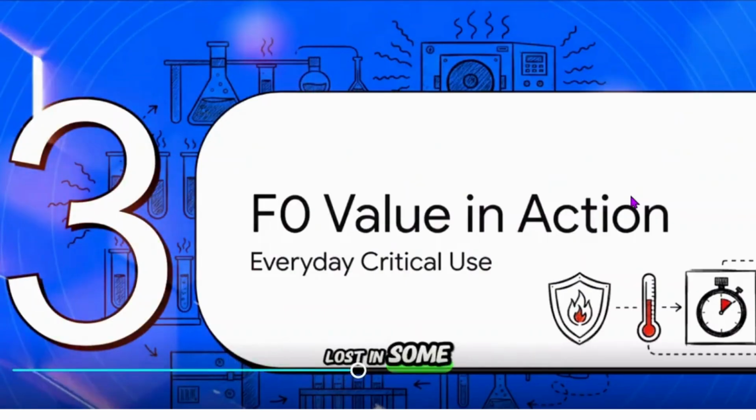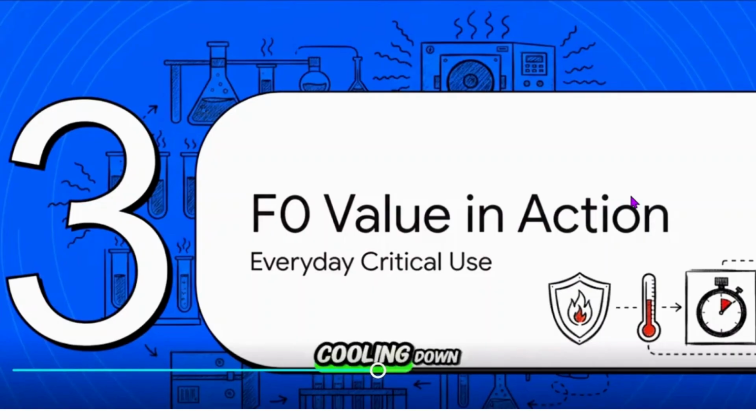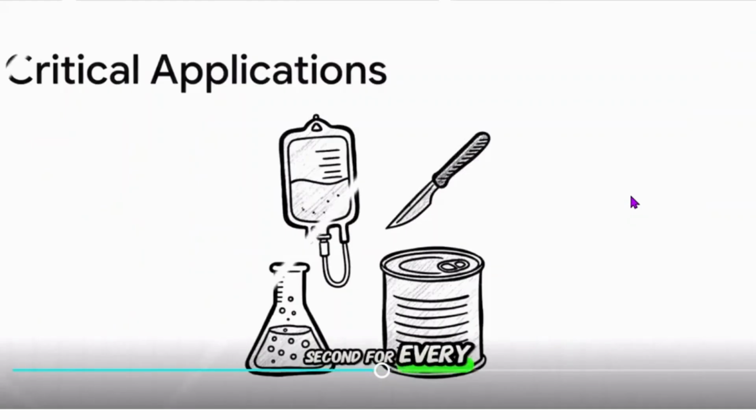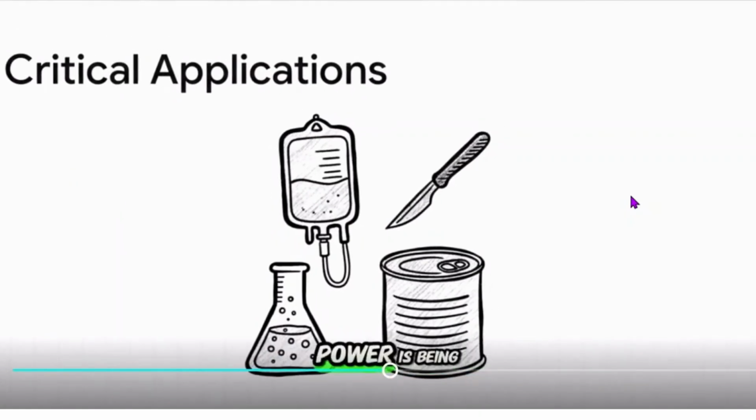Okay, now that we know what it is and kind of how it's calculated, let's talk about where it really matters. Because this isn't just some number in a textbook. It's a critical metric that's used every single day to keep people safe. And the scope here is just massive. I mean, from the IV bag you see in a hospital and the surgeon's scalpel, all the way to the can of soup in your kitchen cabinet, they all depend on this process. In these industries, hitting that target F0 value isn't just a goal, it is an absolute, non-negotiable requirement.